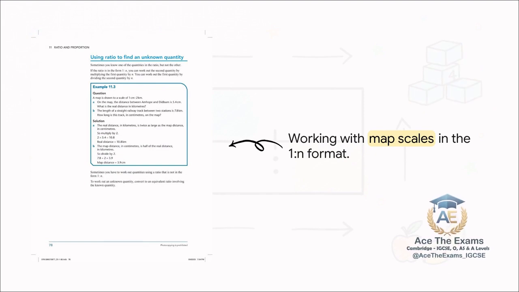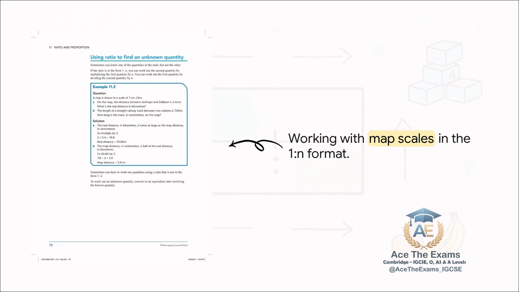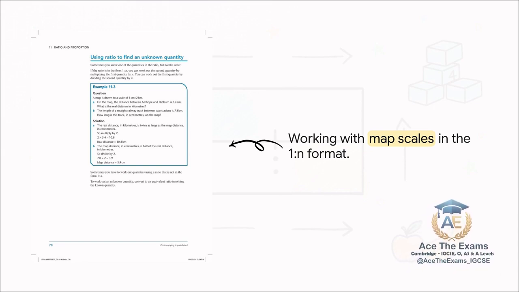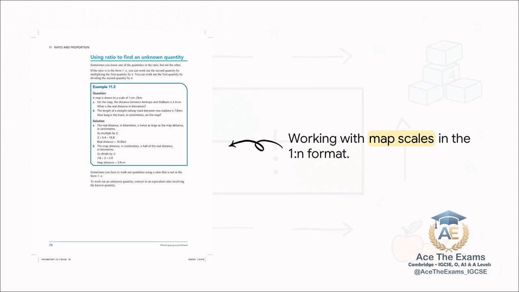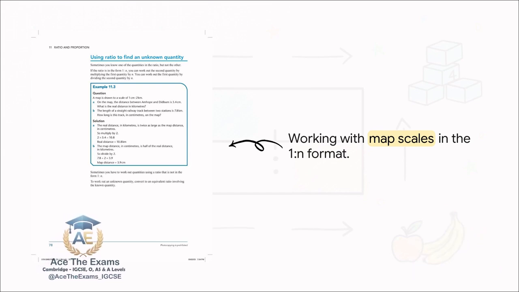And this image brilliantly illustrates how map scales translate to real-world distances. This is a classic 0580 paper question. Let's say a map is drawn to a scale of 1 centimeter to 2 kilometers. That means every single centimeter on that piece of paper represents 2 actual physical kilometers on the ground. So if the distance between the towns of Amhope and Didburn is measured at exactly 5.4 centimeters on your map, how far is it really? Well, you take that 5.4 and you multiply it by your real-world equivalent of 2. 5.4 times 2 gives us 10.8 real kilometers. It's literally like having a decoder ring for the physical world.